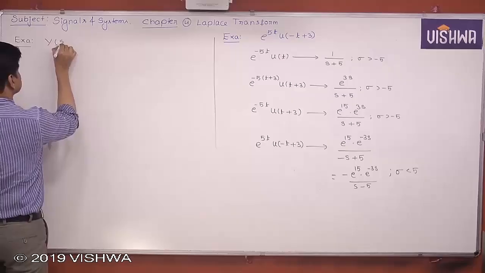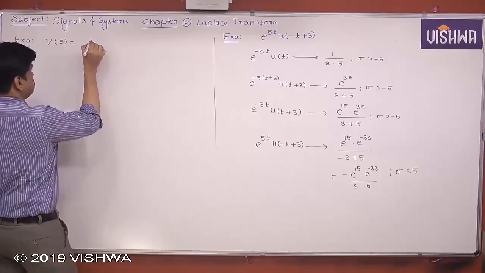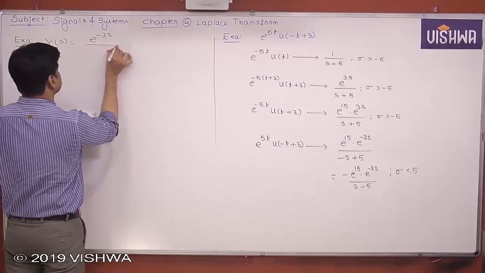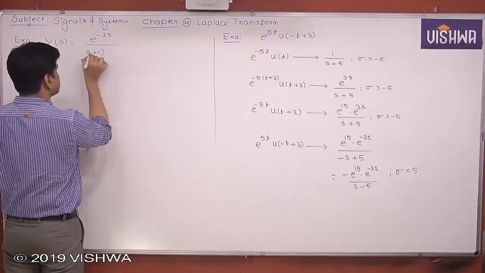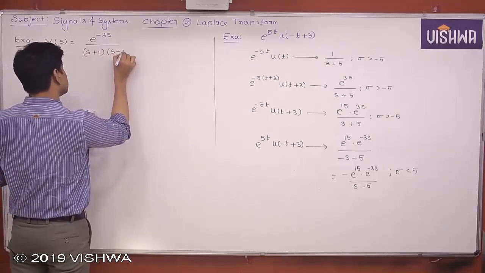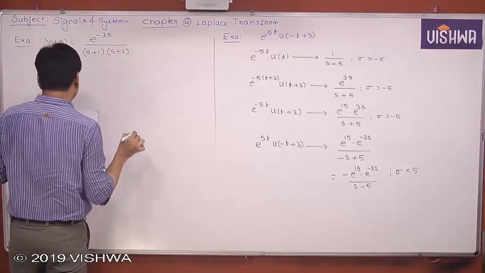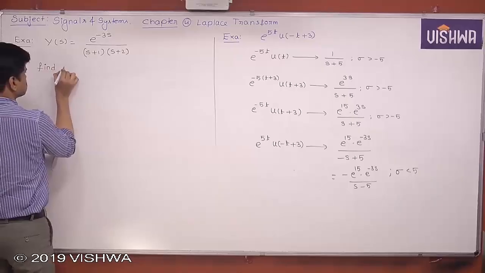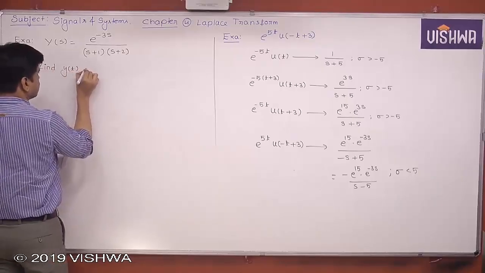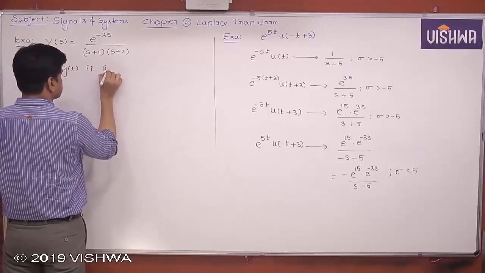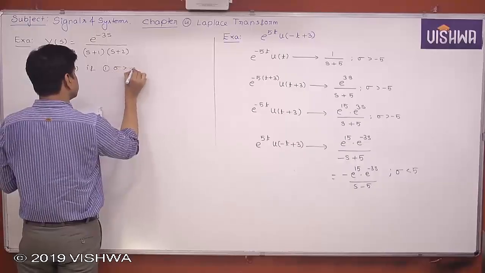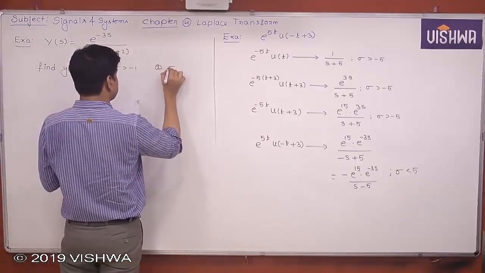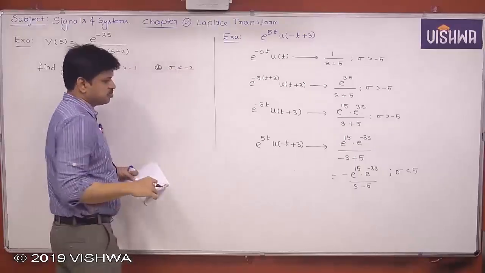Y(s) is equal to e^(-3s)/((s+1)(s+2)). Find y(t) if, first question, sigma greater than -1; second question, sigma less than -2.